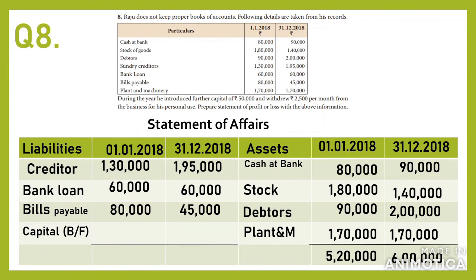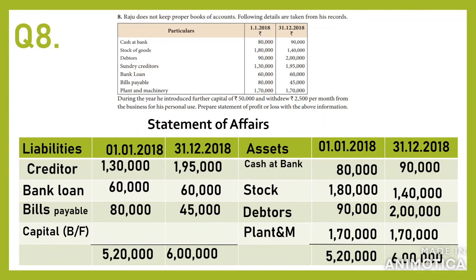So now you just extend this to the liability side. You extend the same total to the liability side. Okay. So this is what you get. And now from this, you can find out what is the capital, which is the balancing figure. Okay. So for example, if you have to find out capital as of 1/1/2018, what you will do is you will take 5.2 lakhs, and from that you will deduct 1.3 lakhs and then 60,000 and 80,000.